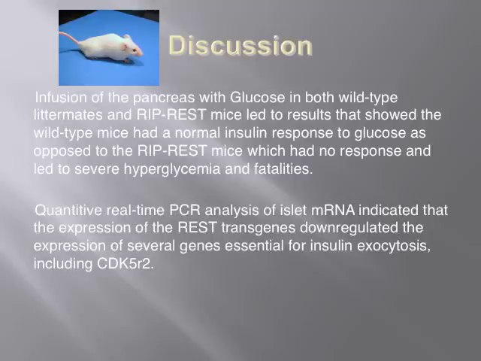Infusion of the pancreas with glucose in both wild-type littermates and RIP REST mice led to results showing that the wild-type mice had a normal insulin response to glucose, as opposed to the RIP REST mice, which had no response and suffered severe hypoglycemia and fatalities. Quantitative real-time PCR analysis of islet mRNA indicated that the expression of the REST transgenes downregulated the expression of several genes essential for insulin exocytosis, including CDK5R2.